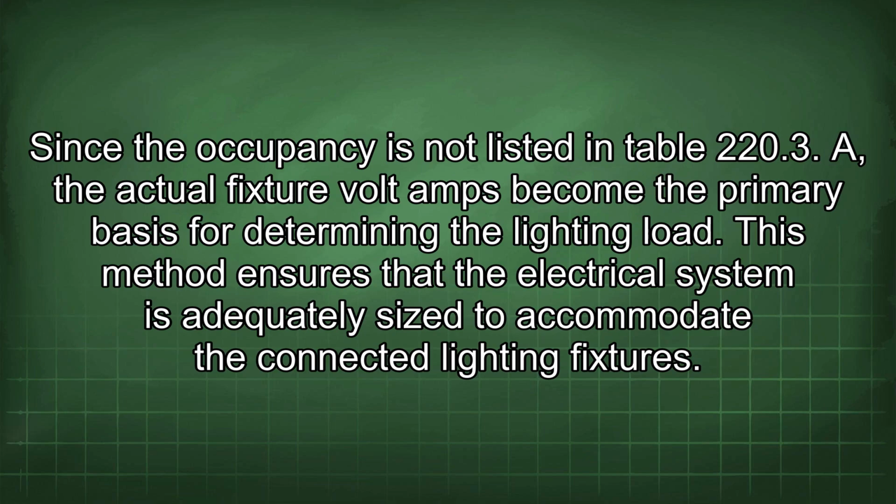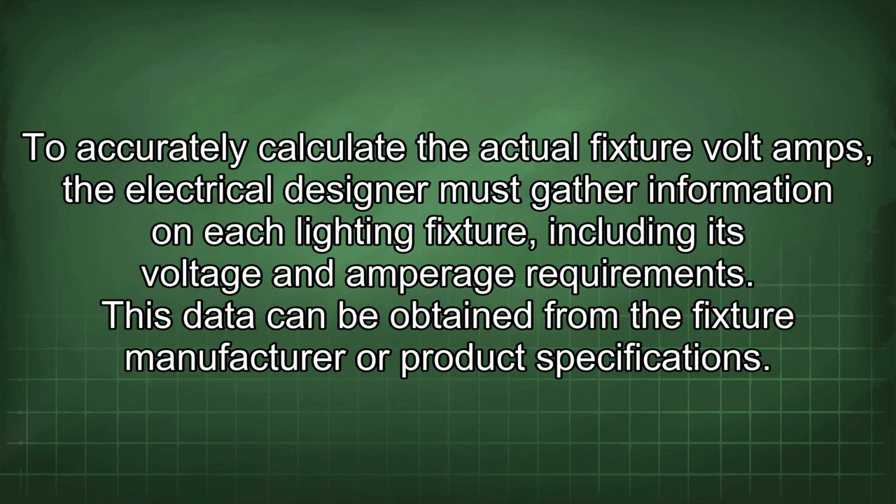Since the occupancy is not listed in Table 220.3, the actual fixture volt amps become the primary basis for determining the lighting load. This method ensures that the electrical system is adequately sized to accommodate the connected lighting fixtures. To accurately calculate the actual fixture volt amps, the electrical designer must gather information on each lighting fixture, including its voltage and amperage requirements. This data can be obtained from the fixture manufacturer or product specifications.